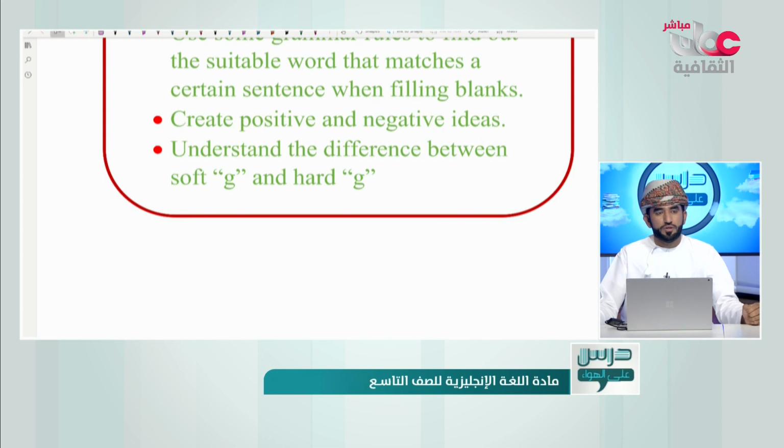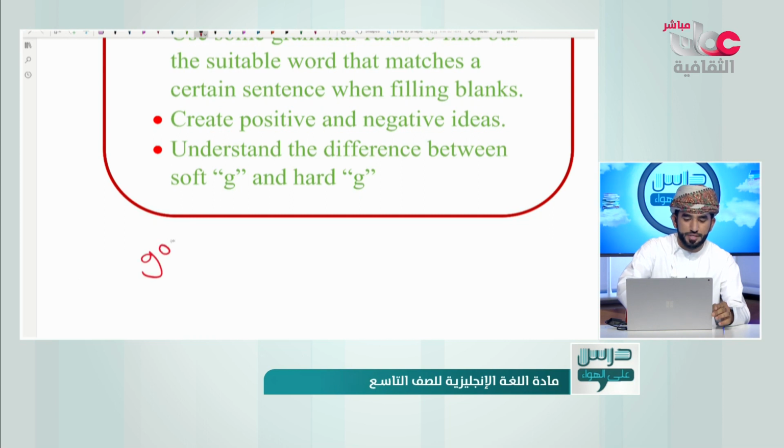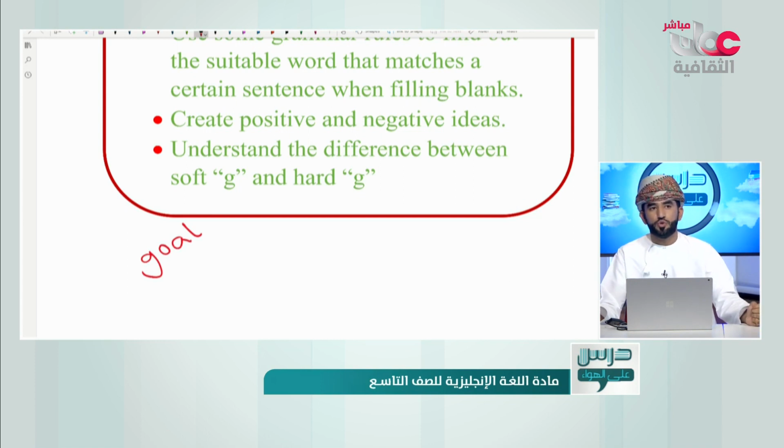And then going to the last objective together: understand the difference between soft G and hard G. We've got some students who cannot, for example, let me just clarify this a little bit. Let's say, for example, the word, I'm going to write it in front of you. For example, this one. So many students, according to my experience again, pronounce it as Joel, which is incorrect. Why is that?